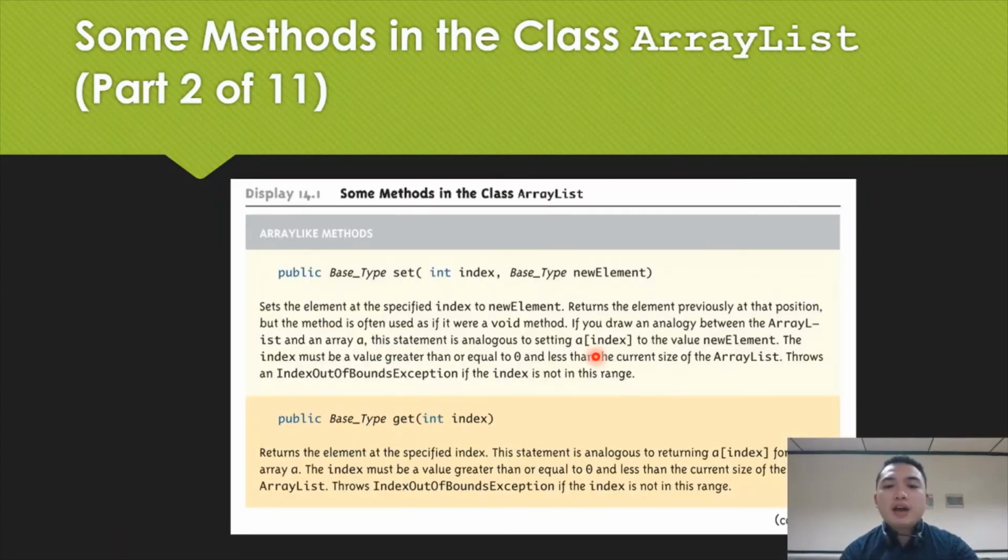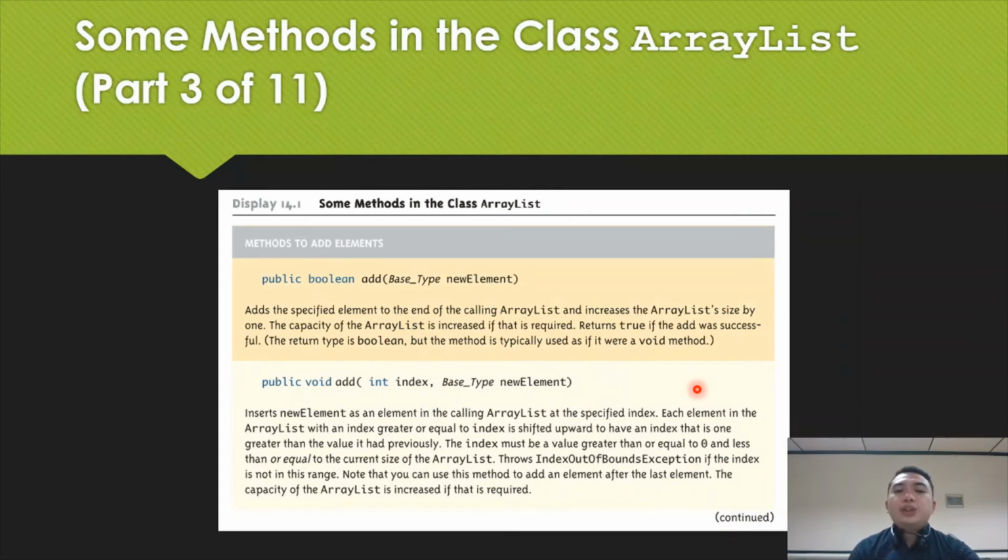And then set, we have already defined set. If you want to read more about set, you can read. We also have discussed about get. Okay, so it will get the value of the specified index, so you can read. Remember that it will throw index out of bounds exception if the index is not in this range. So the boolean add, and then the add will add new elements. You can also add on a specific index. So let's try on our coding later.